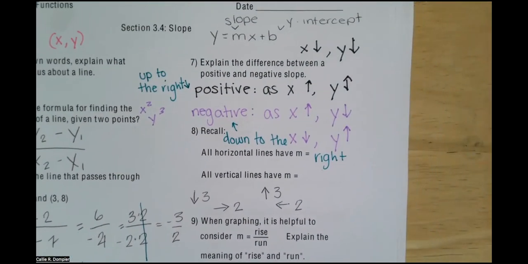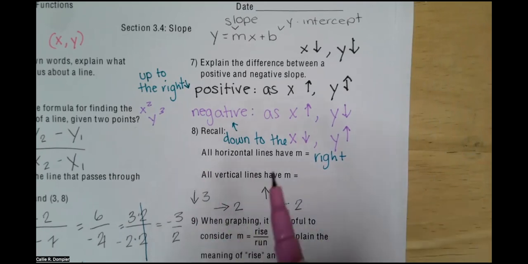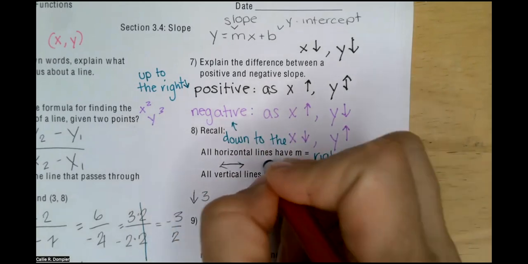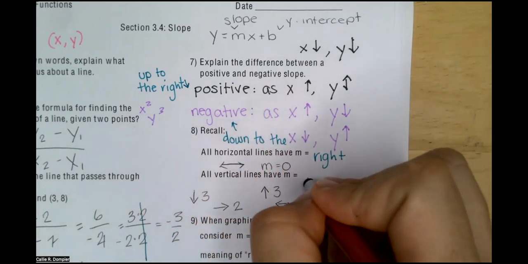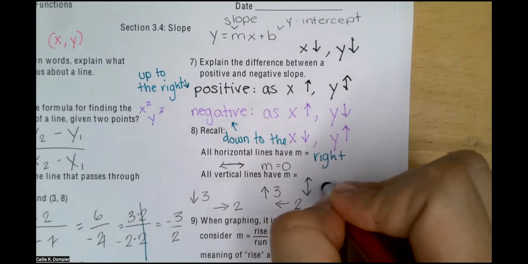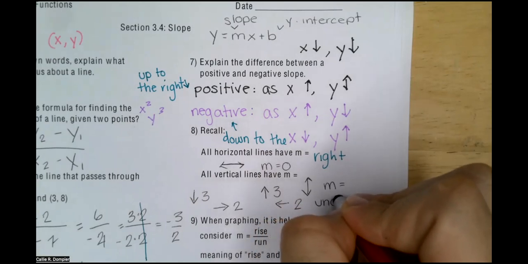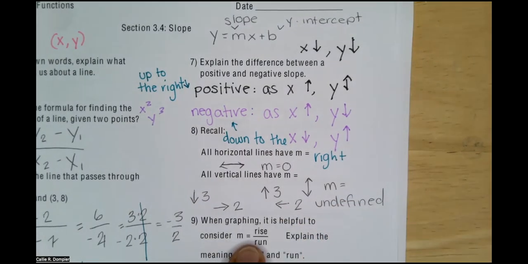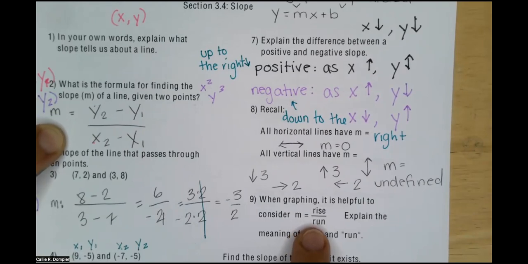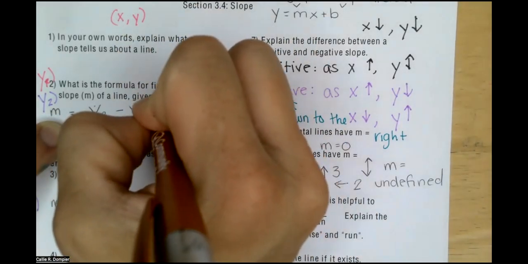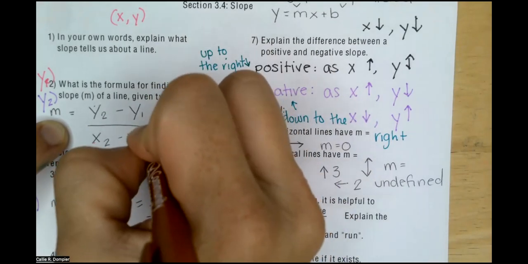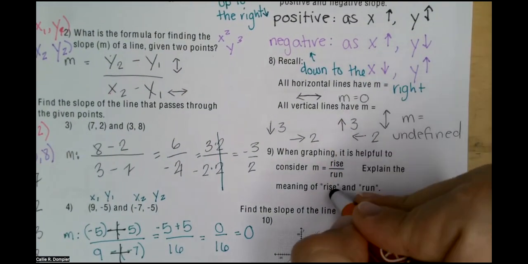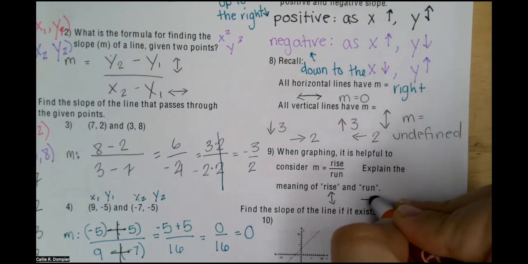All right. All horizontal lines, horizontal means I'm doing this, have a slope of m is 0. Vertical line, m is undefined. Okay, so m is y minus y divided by x minus x, but y is your rise, up or down, x is your run, left or right. So m is rise over run. Rise is up or down, run is left or right.